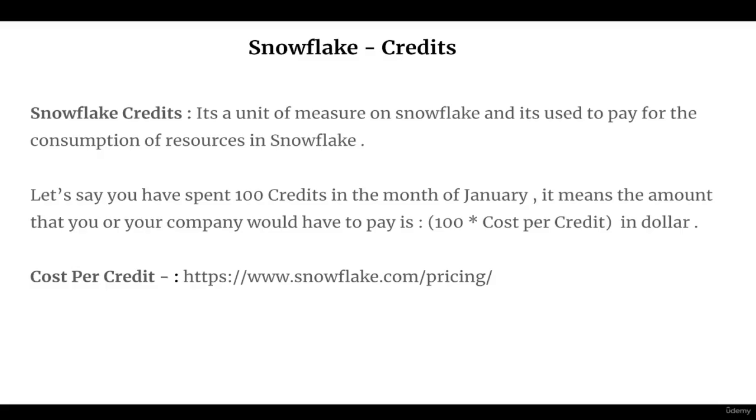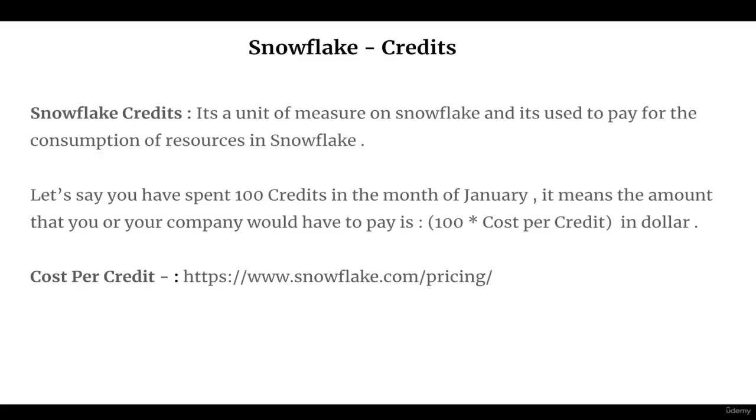Now let's say you signed up for Snowflake and your company has started using Snowflake, and the first month you have consumed 100 credits. Now you've used the compute resources, the warehouse, and all of those things. And by the end of January, you've spent 100 credits. Now, what does it mean in terms of dollar amount? It means the amount that you have to pay is 100 times the cost per credit.